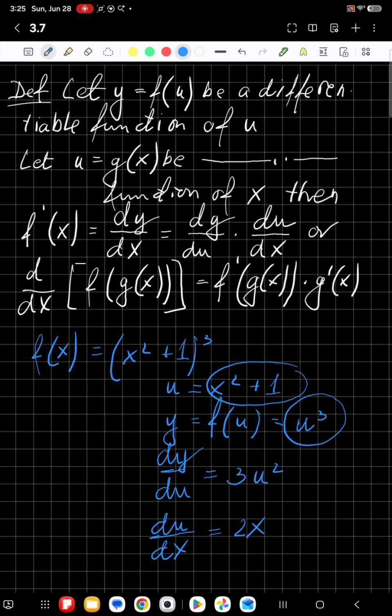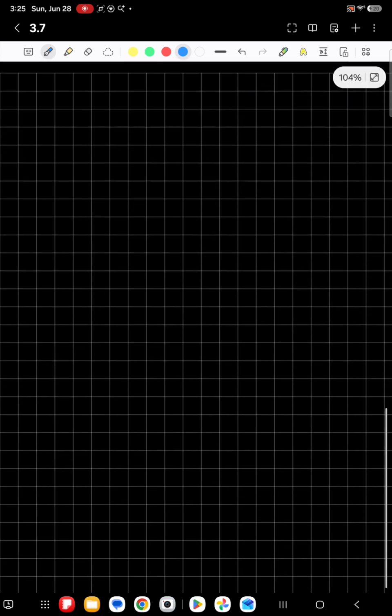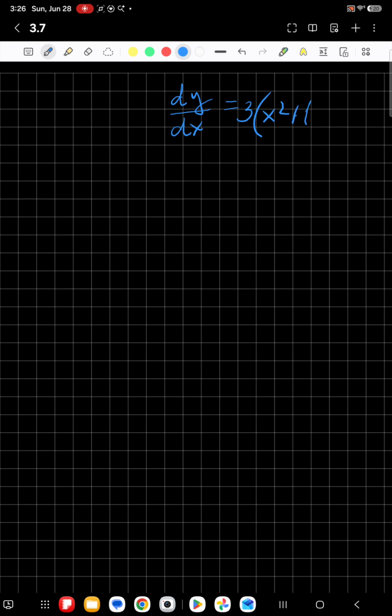So then finally, dy dx: we have that 3, I'm plugging in that u, x squared plus 1 squared, and I'm multiplying times 2x.